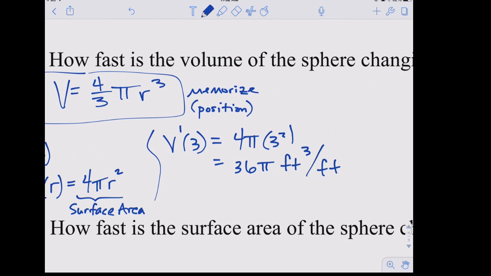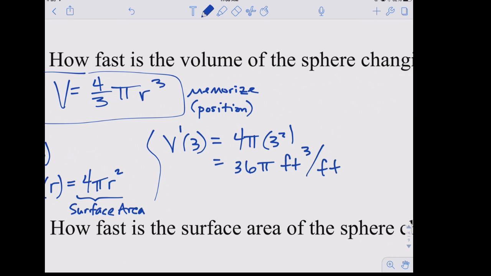If you notice what the units are, 3 is units squared. But if I just put V prime of 3 equals 36 pi square feet, that's the surface area. That's not quite in the context that I wanted. So I'm going to have cubic feet per foot, which of course divides out to give you what? Feet squared. So the sentence would be something to the effect of, at the moment when the radius of the sphere is 3 or the diameter of the sphere is 6, the volume of the sphere is whating?